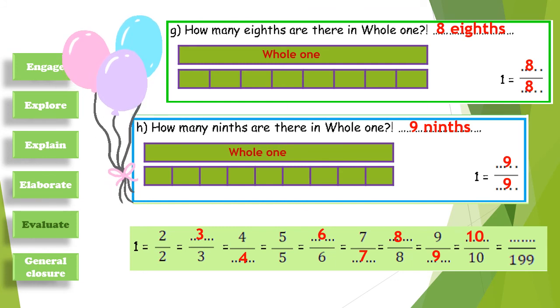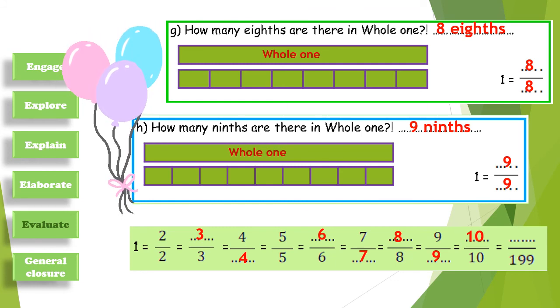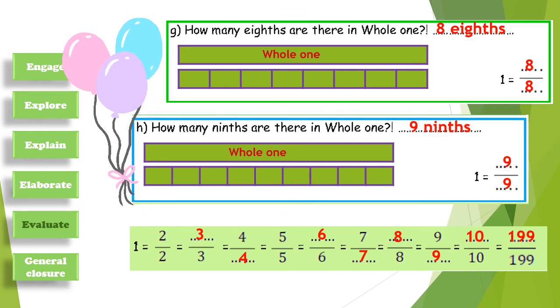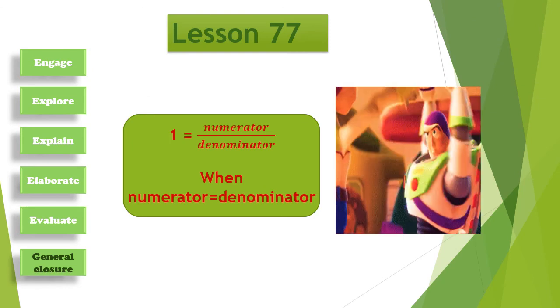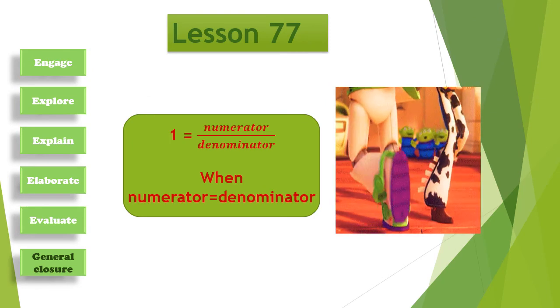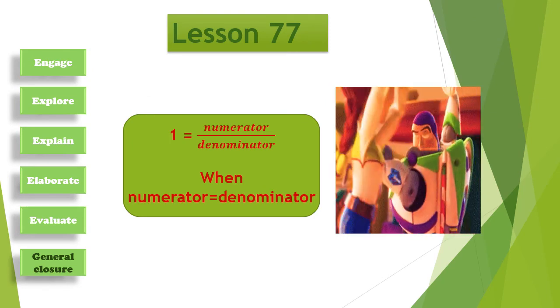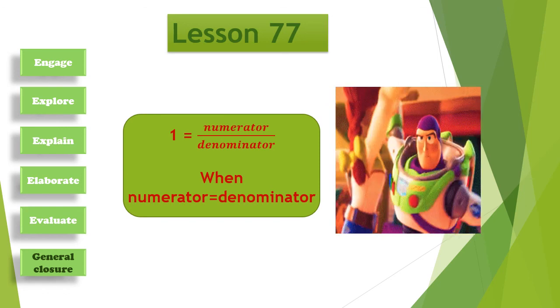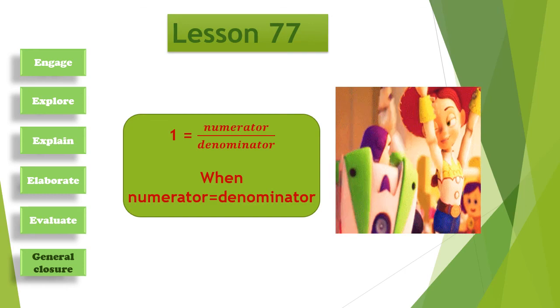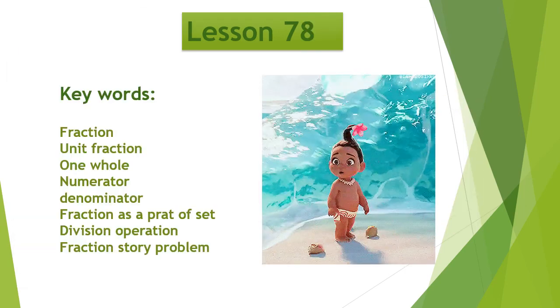What about 199 over 199? Does it make 1? 1 equals the same number up, the same number down. 199 over 199 makes a whole 1. In this lesson, we learned that 1 equals numerator over denominator when numerator equals the denominator. The same number up equals the same number down.